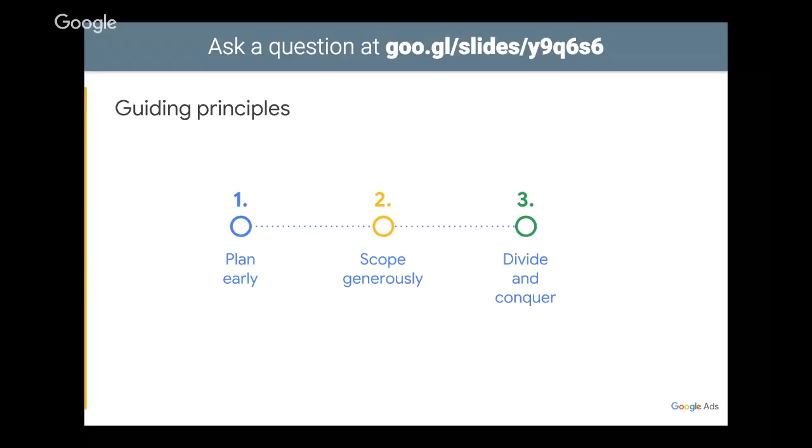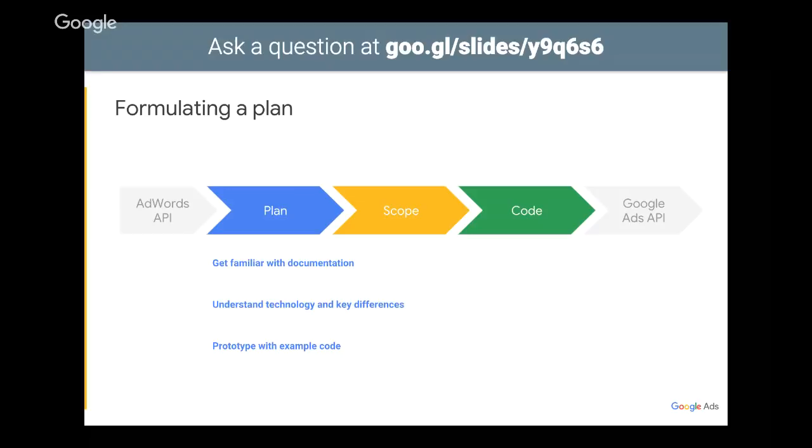Divide and conquer. We want you to go and implement this migration in pieces. Going back to what I said a little bit earlier, we don't want people to try to do this all in one go, migrate the whole code base in sort of one big effort. You can use these APIs side by side, the AdWords API and the Google Ads API, and we expect people to do so. So in the planning stages, getting from the AdWords API to the Google Ads API.